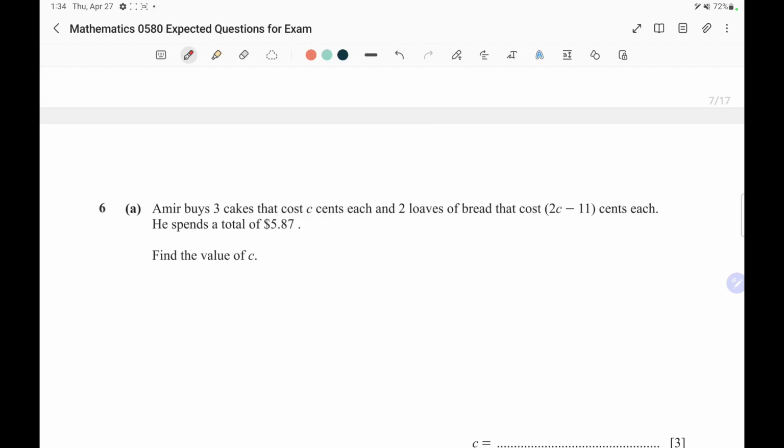Okay, now move to the next question that says Amir buys 3 cakes that cost C cents each and 2 loaves of bread that cost 2C minus 11 cents each. He spends a total of $5.87. Find the value of C.